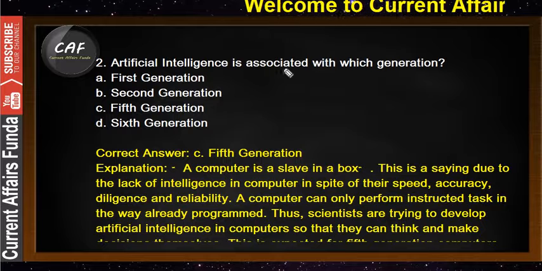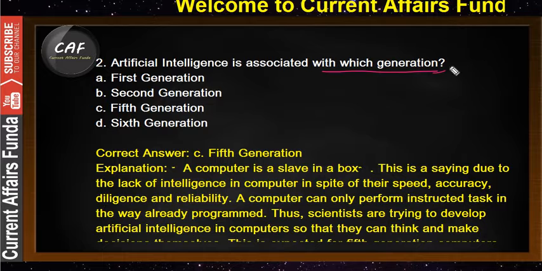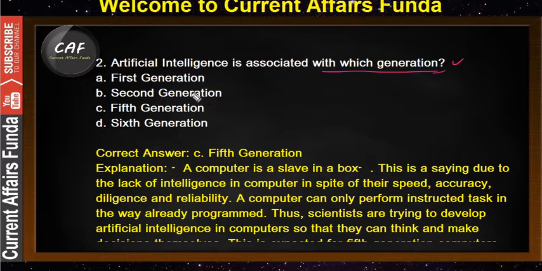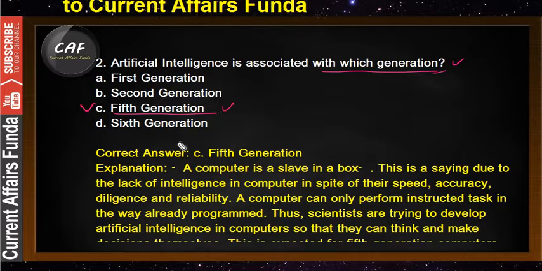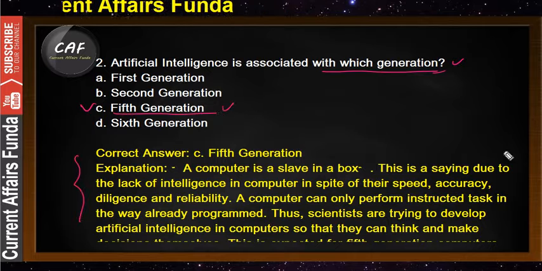Artificial intelligence is associated with which generation? Basically artificial intelligence is related with 5th generation. Okay, and it's all about artificial intelligence, so you should know about it.